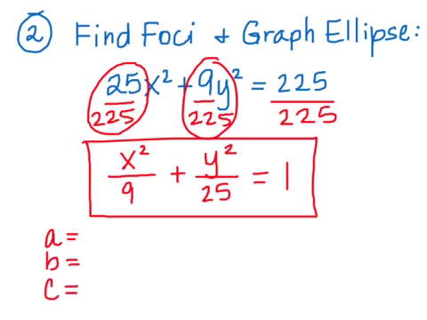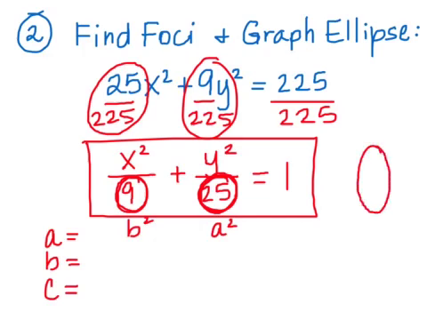Remember this is a squared and b squared, except you've got to watch which one's bigger. So actually this one is your a squared and this one is your b squared, because a always has to be bigger. So that immediately tells you, since the bigger number is under the y squared, that this is going to be a vertical ellipse. Then we always square root those numbers when we put them down as a and b, because a is actually 5 and b is actually 3.